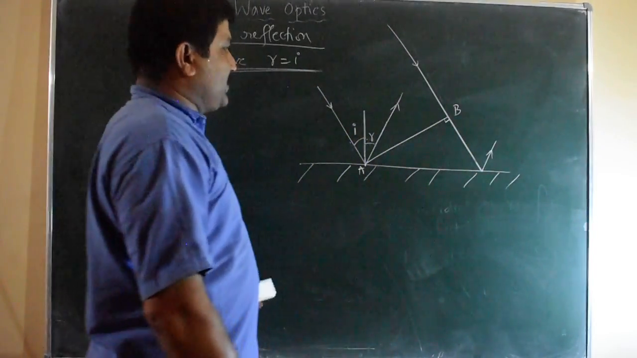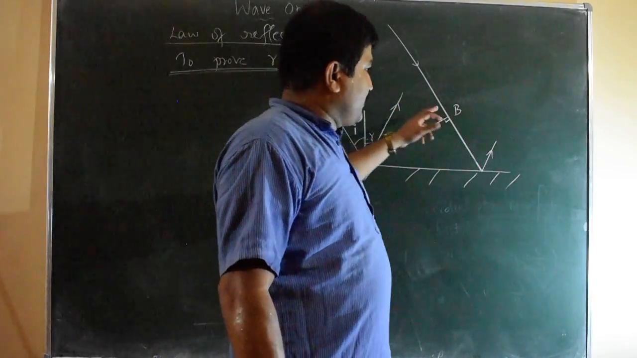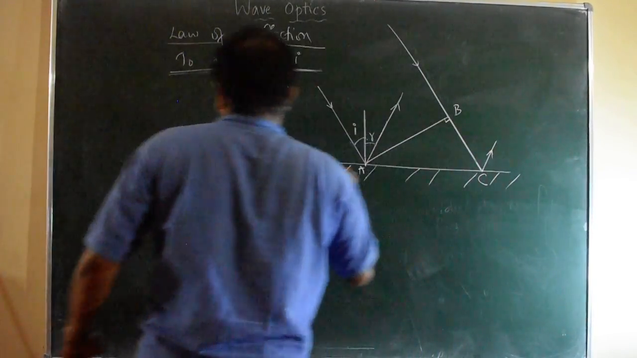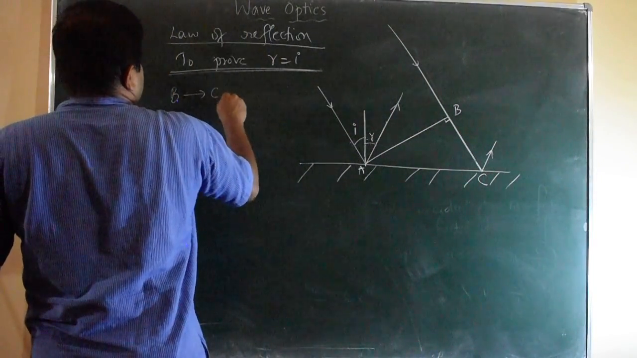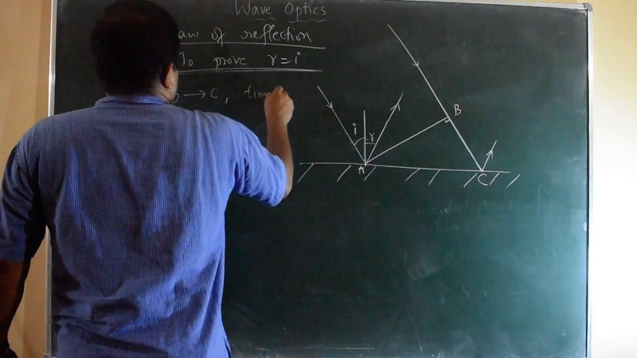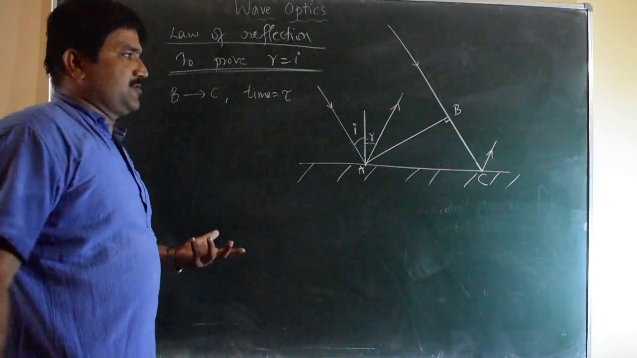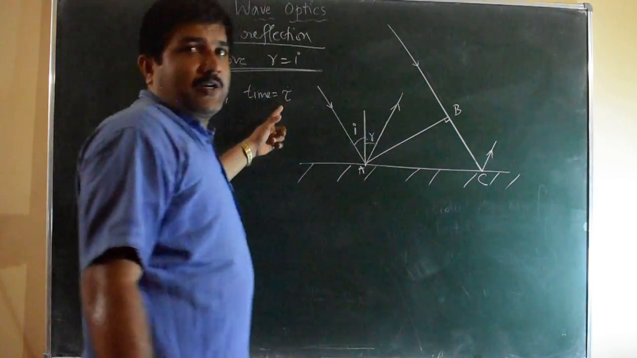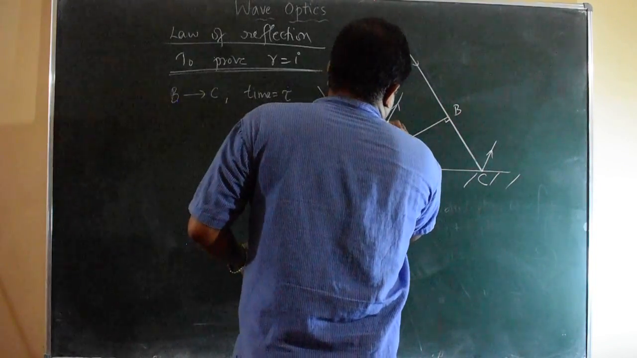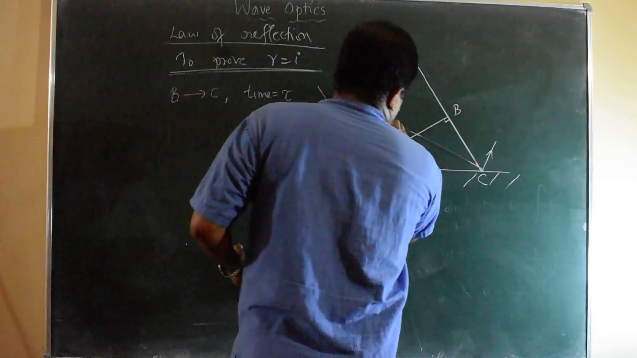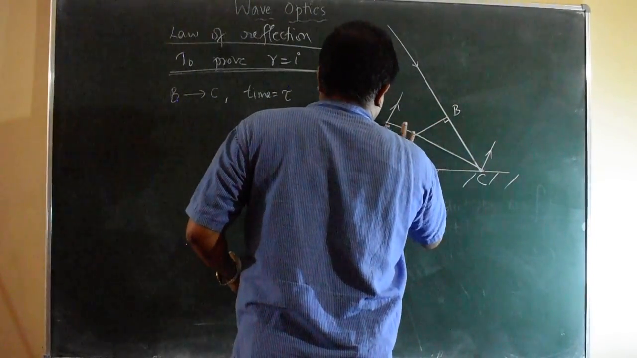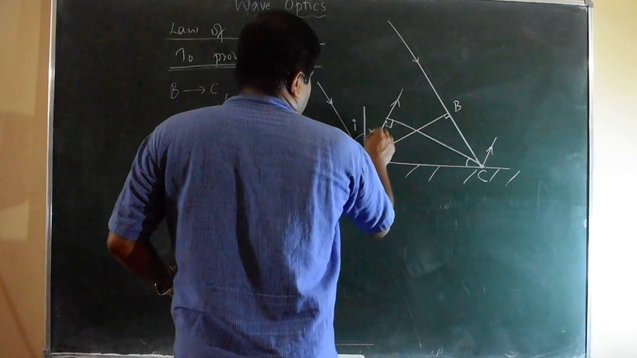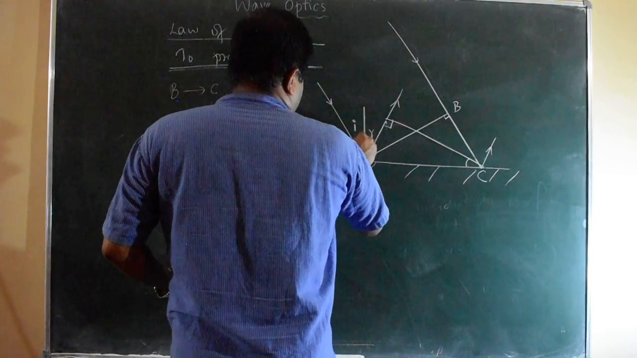Now to get the wavefront, say light takes a time tau to reach a distance BC. So the time taken to travel from B to C is tau, we can take T also. Now the reflected wavefront we get here like this. So this is the 90-degree angle. Now in the figure, this is R, angle of reflection. This is I, angle of incidence.